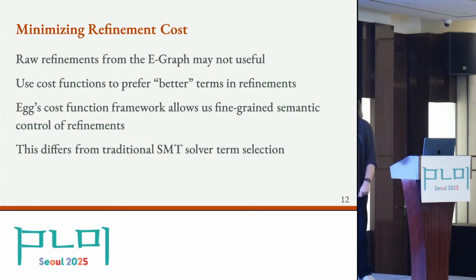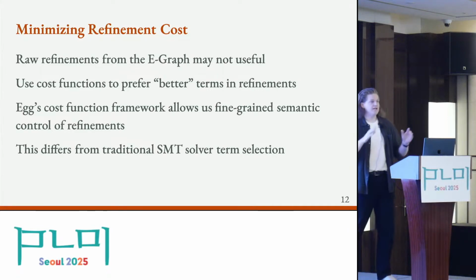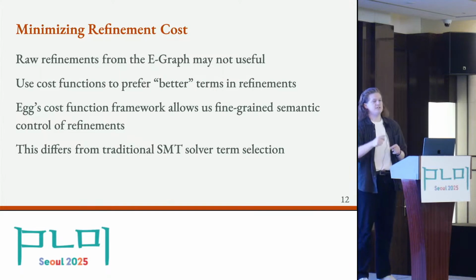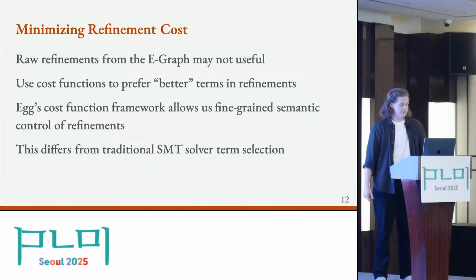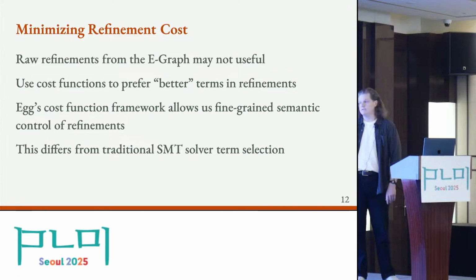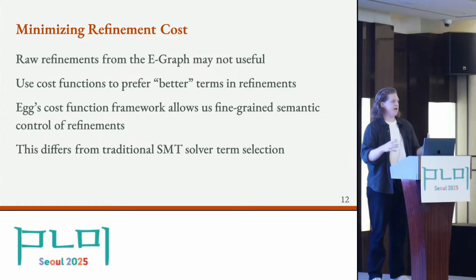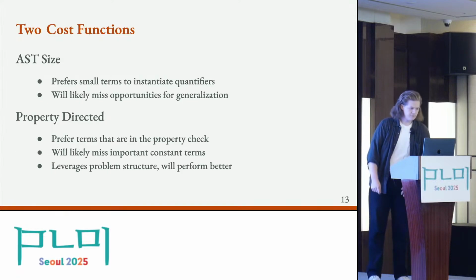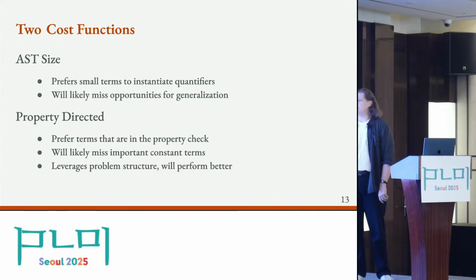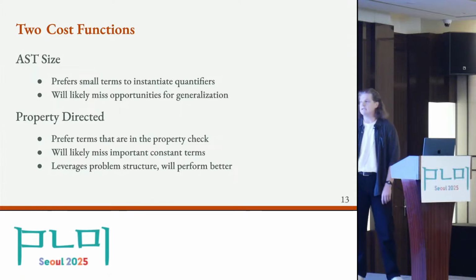But again, egg's cost function framework allows us fine-grained semantic control. So we can do things like look at a term and compare it with other terms in the model, and do fine-grained control for this particular problem domain. This differs from traditional SMT solver term selection in that we're not just going to pick from a static bag of terms. We're actually going to do some sort of semantic evaluation of them in the cost function. So I used two cost functions in the evaluation.